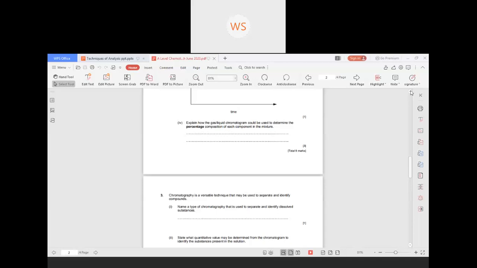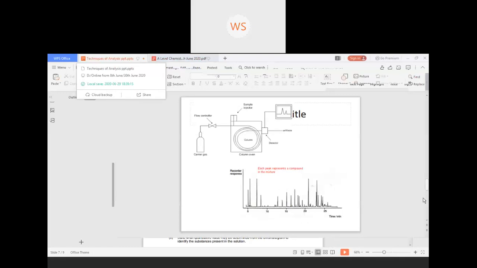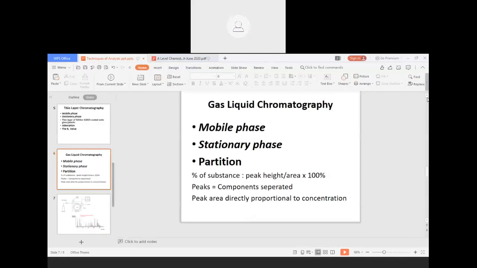And then explain how GLC is used to determine the percentage composition. The area underneath the peak, divided by the total area under the graph, times 100%. So the peak area of a separated component divided by the total area, times 100%, is the percentage of that component.